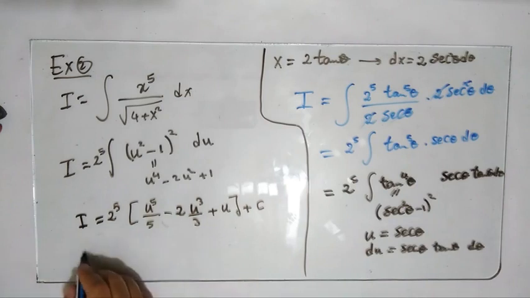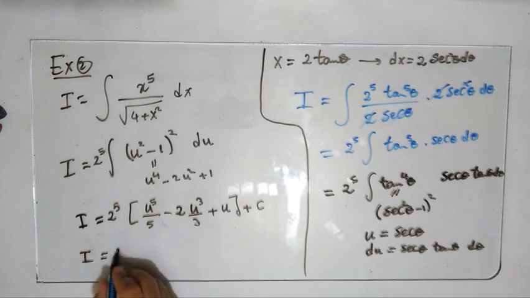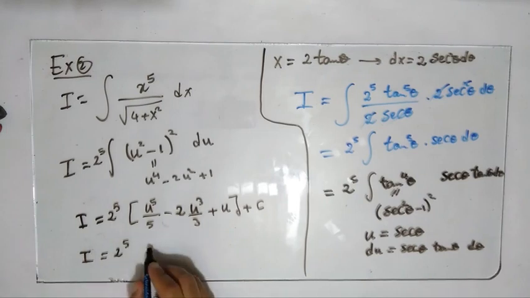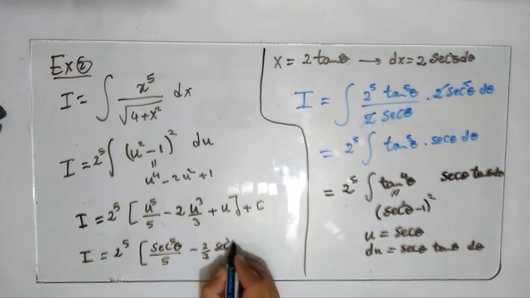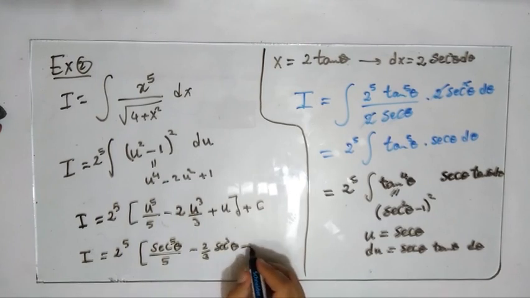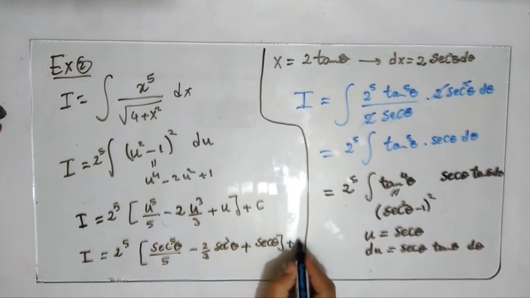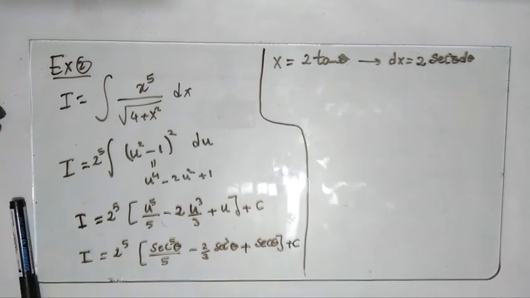So I equals 2 to the power 5, and then you have sec theta to the power 5 over 5, minus 2 over 3 sec cubed, plus sec theta, all of these plus a constant.